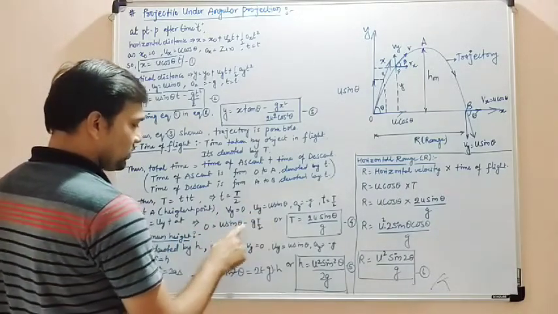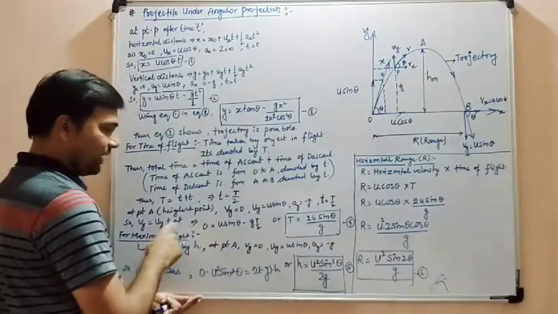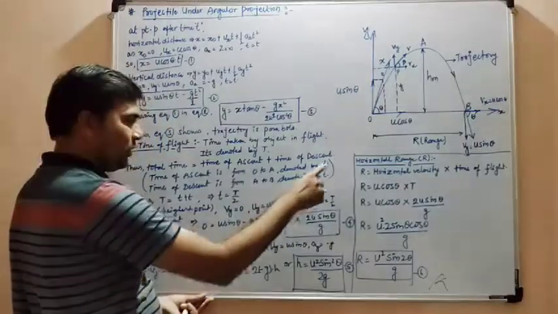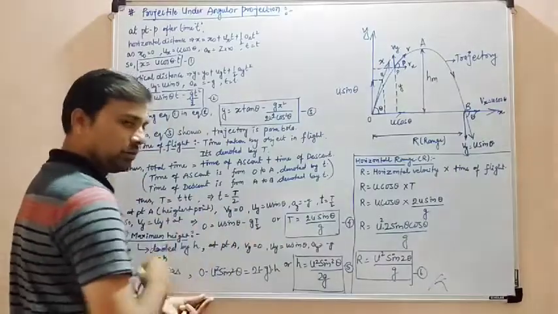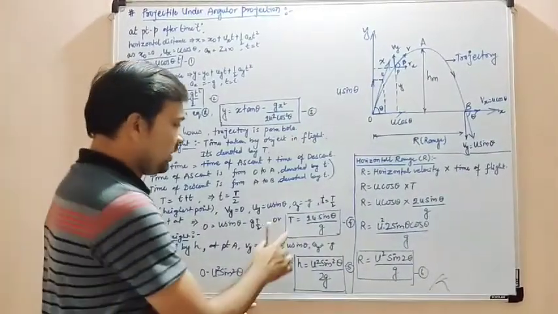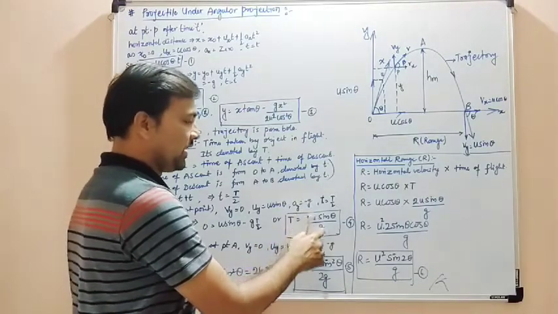Uy equals u sin theta, so it becomes u sin theta. Ay is minus g, so the plus becomes minus and a becomes g, and small t by 2, so 0 becomes t by 2. Again, after doing certain mathematical calculation, cross multiplication, we finally come to know that capital T is equal to 2 times u sin theta upon g.